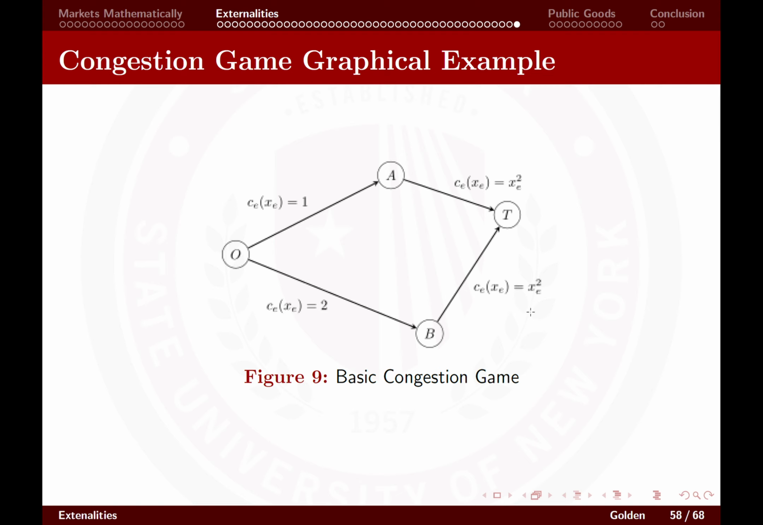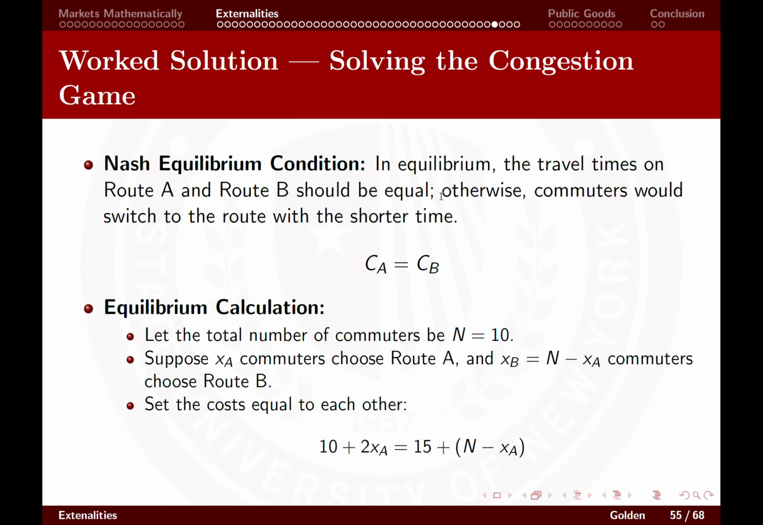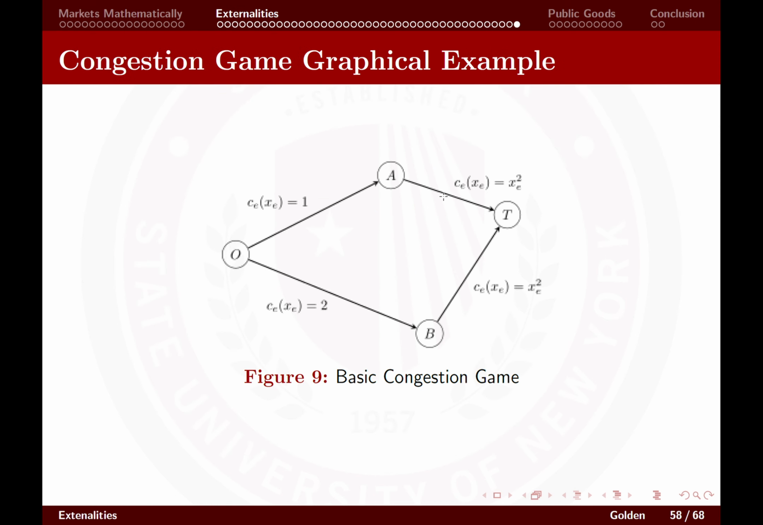And then now we have another congestion game where we have, again, x1 squared and x2 squared. I'm not going to solve this one today, but 1 plus x1 squared equals 2 plus x2 squared, and then x1 plus x2 equals 1. So that's how you solve congestion games. Basically what you want to do is add x1 and x2 to get 1, and then set the costs equal to each other. And I'll see you next time. I'll leave it there, and I hope you have a great day.